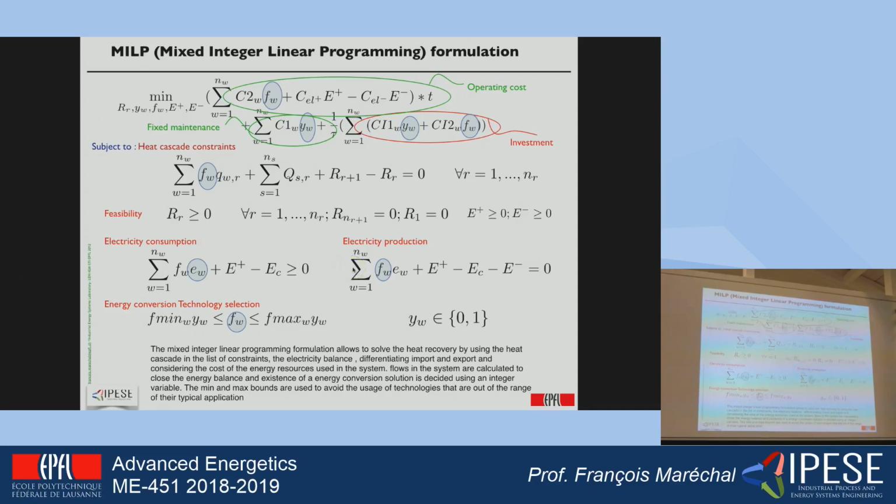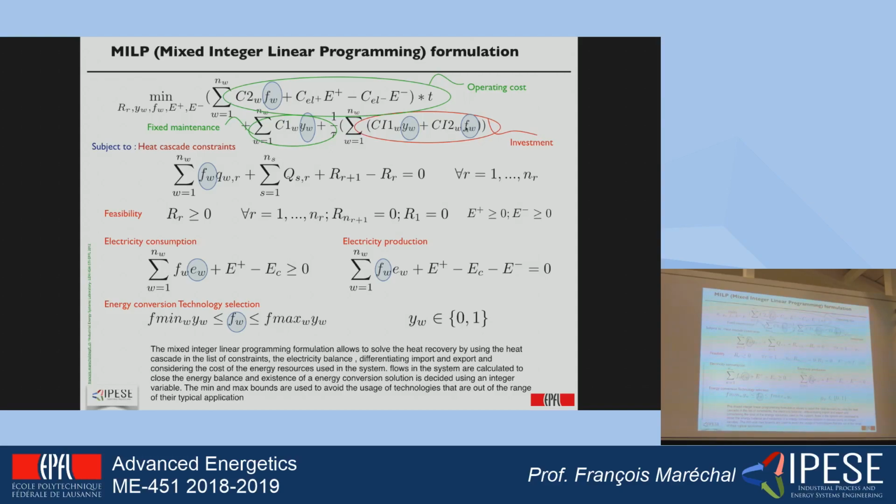Okay? If now I'm not choosing the unit, it means that the integer variable is equal to 0. So if y is equal to 0, what you can see is that here this will be 0 and this will be 0. So it means that the flow will be between 0 and 0. So the flow is equal to 0. It means that this is going to be 0, so the unit is not contributing to the electricity balance. This will also be equal to 0, so it means that it is not going to contribute to the heat cascade. And this will be 0, so it means that it will not cost in terms of operating cost. It will be 0, so no fixed maintenance. And 0 here means that it will not have a fixed contribution and a proportional contribution. So it means that the unit has disappeared from the analysis.